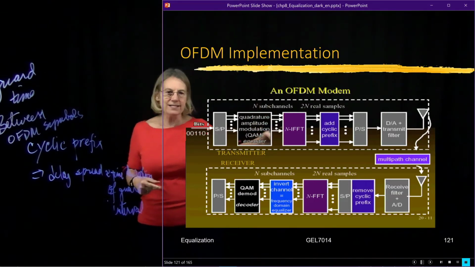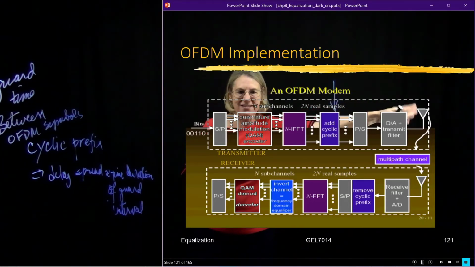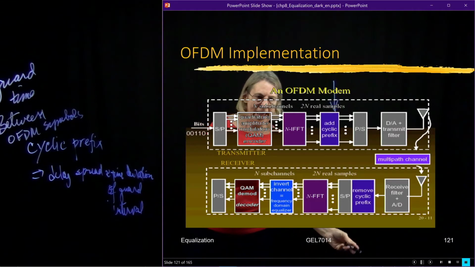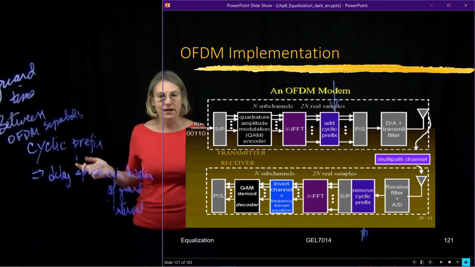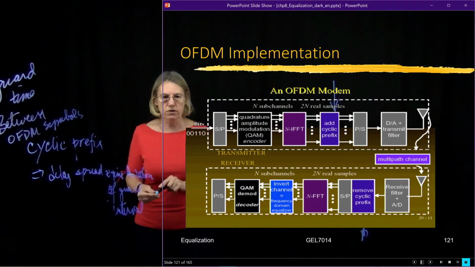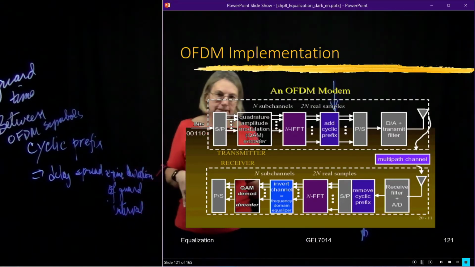So the last step in the digital signal processing before we transmit is to add the cyclic prefix. And at the receiver, the last step is to remove that cyclic prefix. It has no data on it. It's just meant to preserve orthogonality. So we add it on, strip it off.